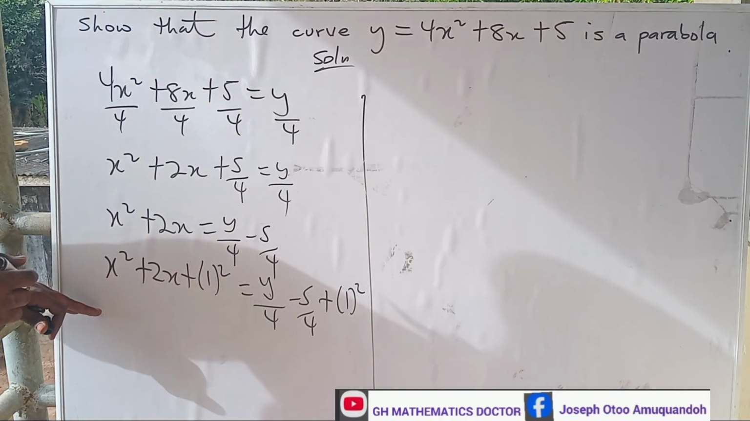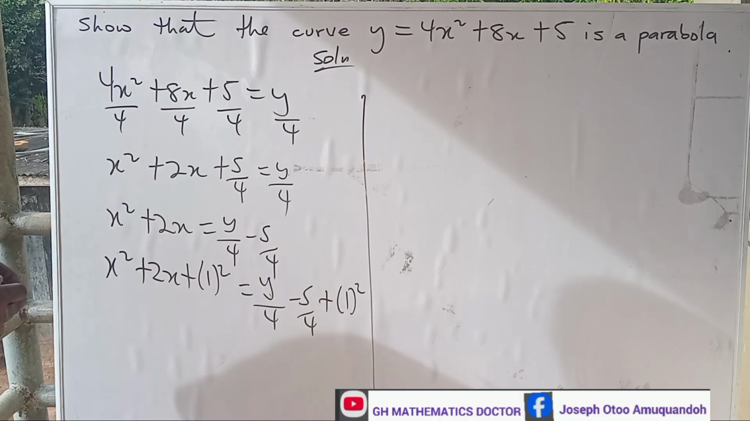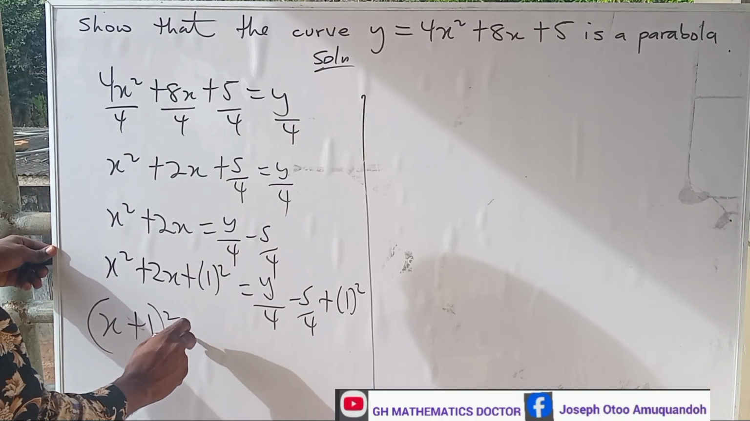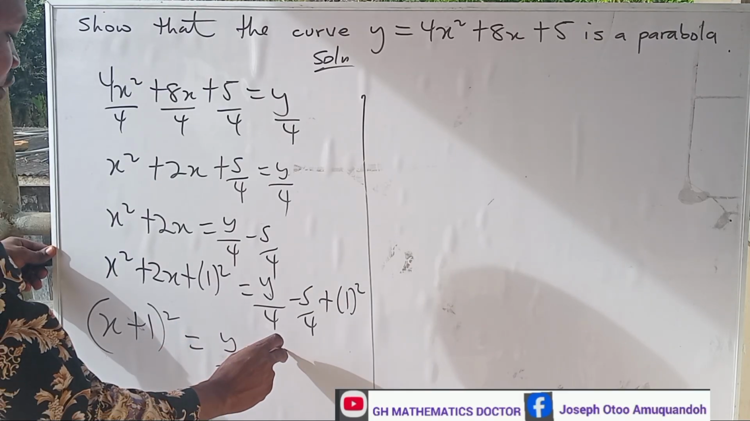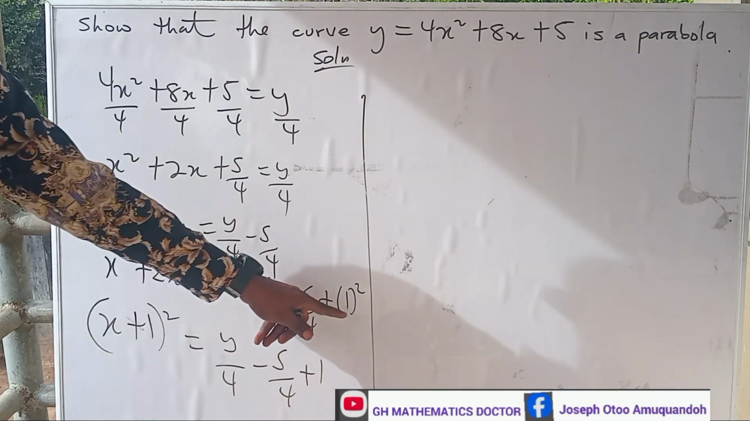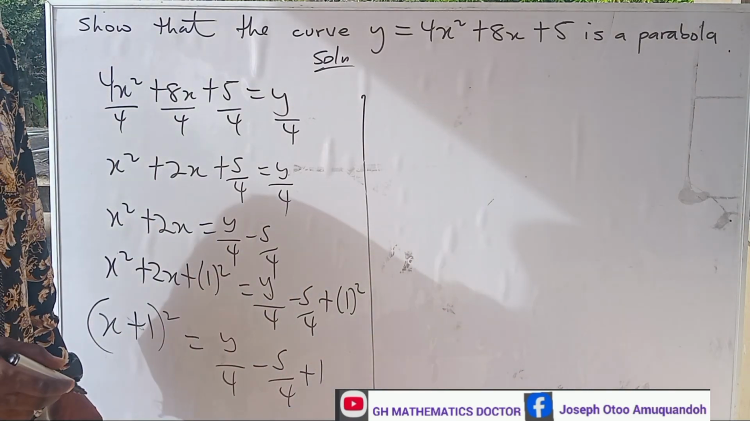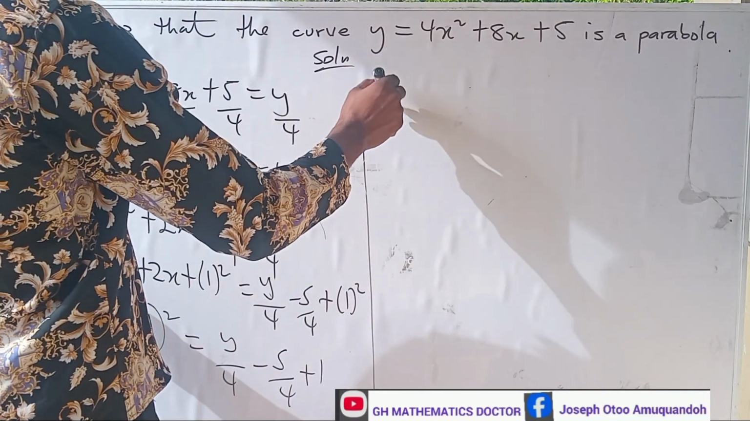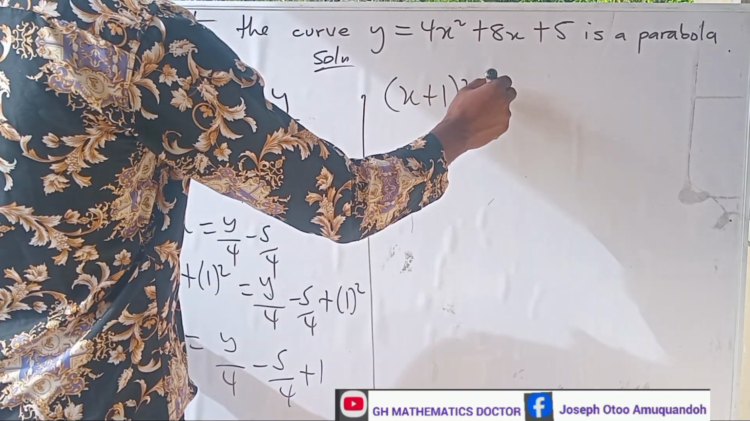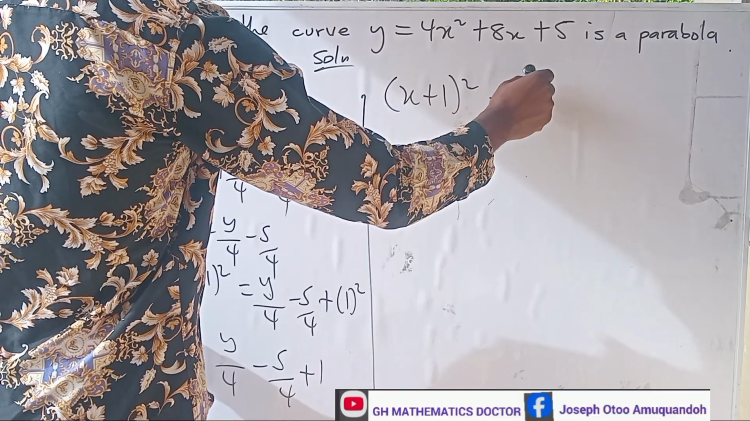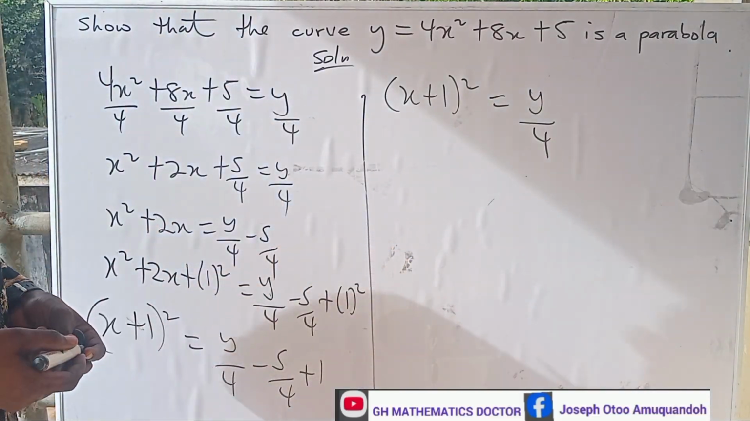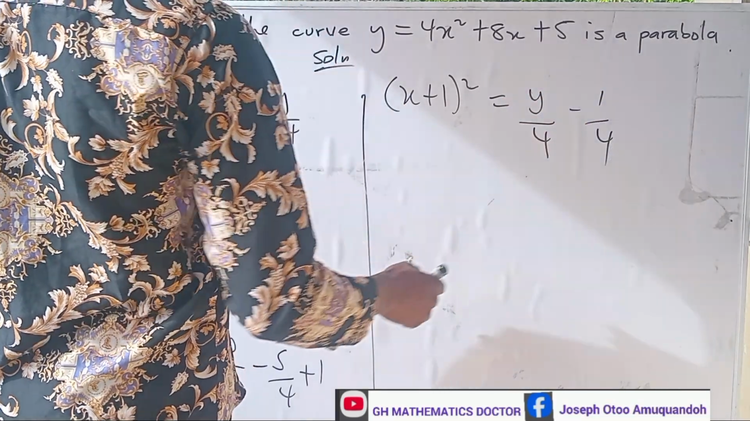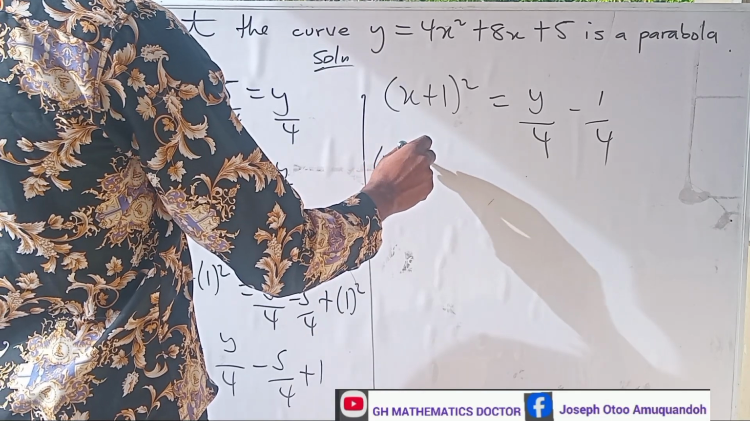Now, the left-hand side is complete. So we need to write this as x plus 1 all squared equal to y over 4 minus 5 over 4 plus 1. 1 squared is 1. And you need to use a calculator to find the value for the constants that we have there. So we have x plus 1 all squared equal to y over 4. Then when you use the calculator to find the value of this, you're going to get negative 1 over 4. Then we complete our proof.